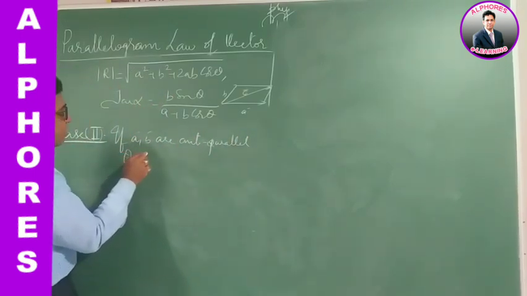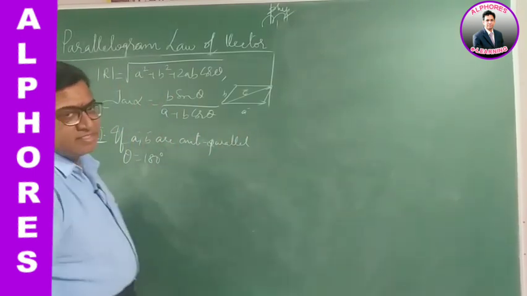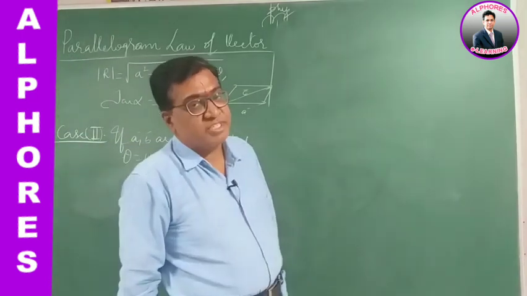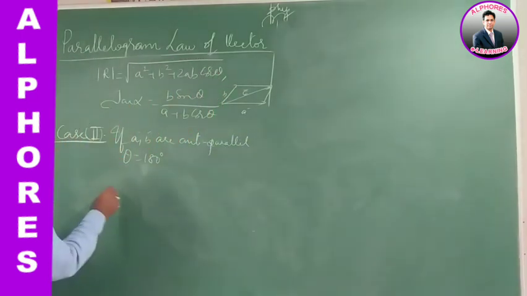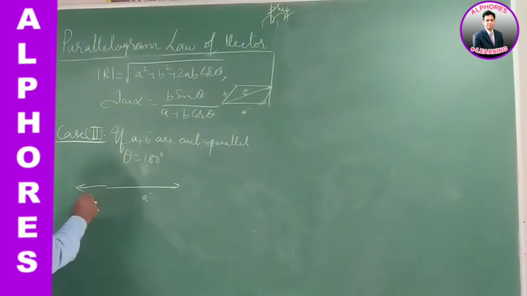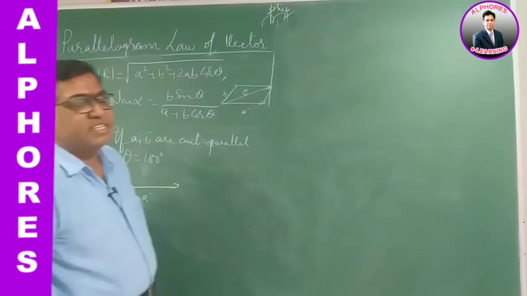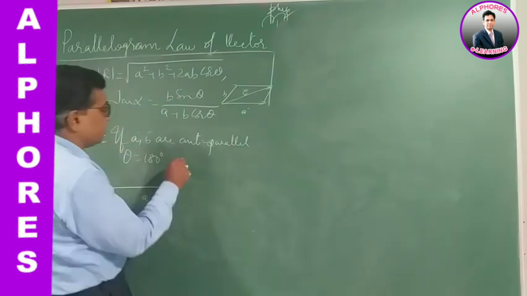So the angle theta between them is 180 degrees. If two vectors are in opposite direction, it is 180 degrees. That is, A bar is in this direction but B bar is in this direction. They are opposite. Then how does the resultant differ? Well, let me substitute in the formula.